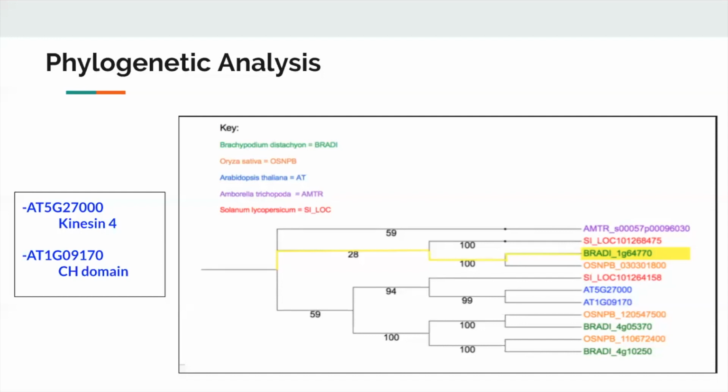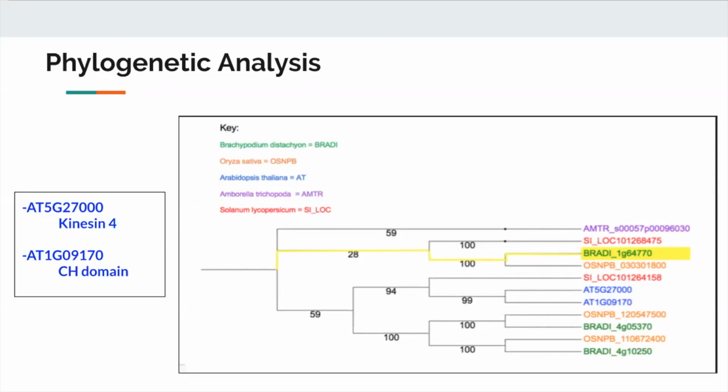The phylogenetic analysis of our gene was useful to narrow down the most likely function based on similarity of Arabidopsis, Oryza, and Solanum plants. Respectively, these grass-like, rice and tomato plants are very closely related to Brachypodium, with common ancestors between many genes. In this tree, A. trichopoda is used as an outgroup. Highlighted in yellow on the tree is our gene of interest.